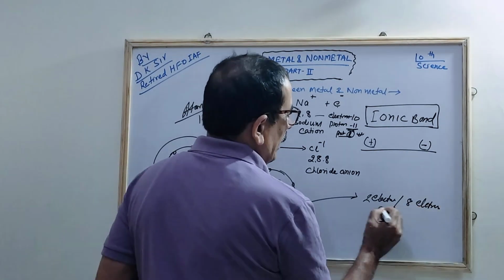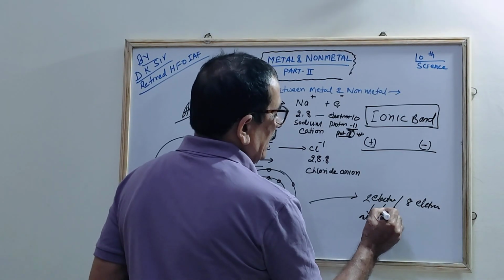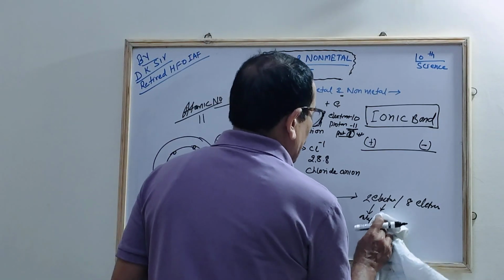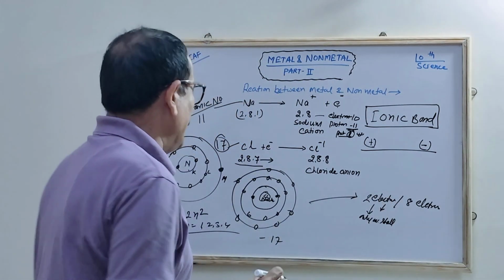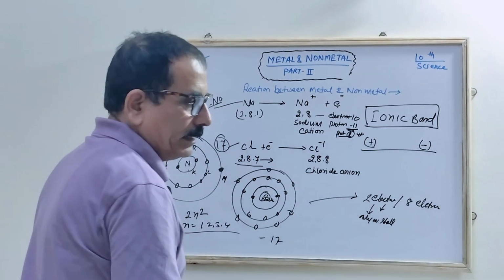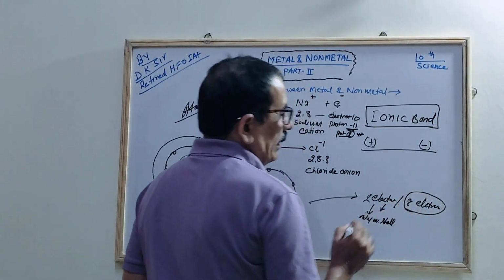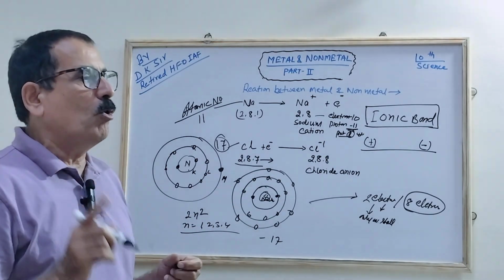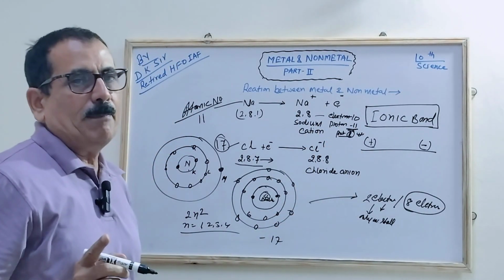If there is only one shell, then 2 electrons can be in the outermost orbit. But other than the K shell, atoms always have a tendency to make 8. The 8 can be made by sharing; if they are sharing, we say covalent bond. Here they are donating and accepting, so they are making ions.